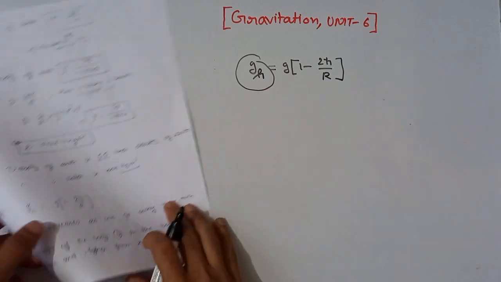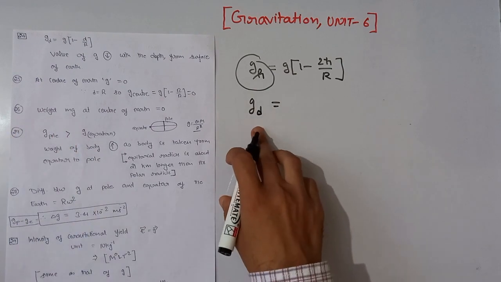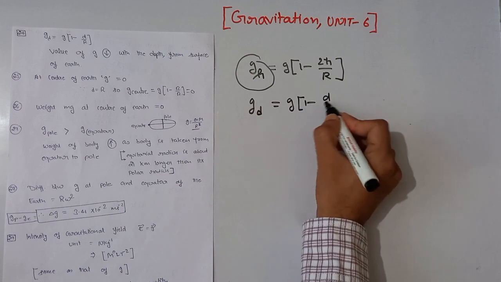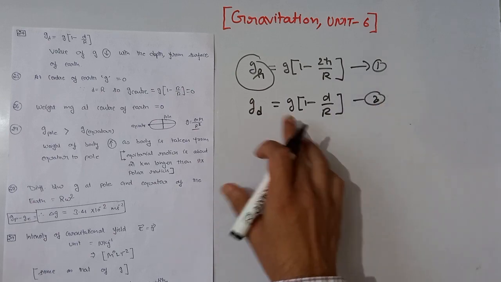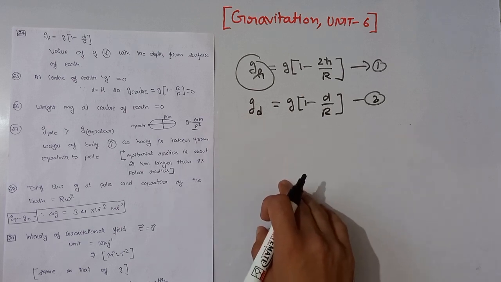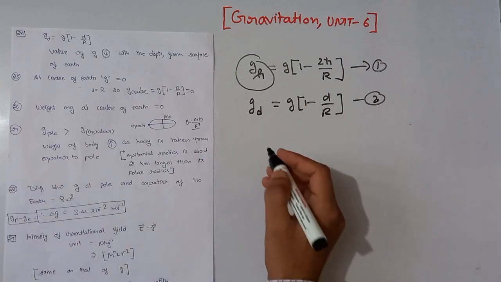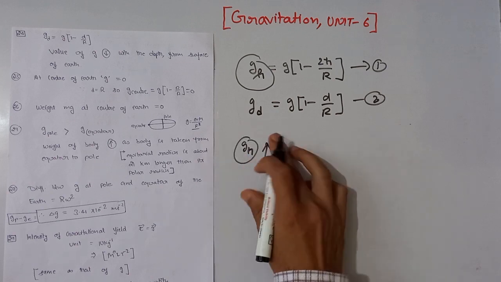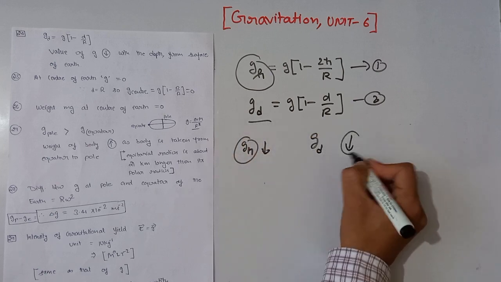Our next important key point is acceleration due to gravity, gd, at some depth d. This is given by g into 1 minus d divided by R. These are very important formulas, where g is acceleration due to gravity and gd is the acceleration at some depth d from the surface of Earth. And the value of g decreases with depth. In case of height, the value of g decreases, and similarly in case of depth, the value of g decreases.